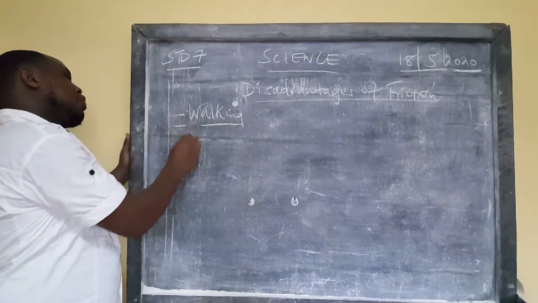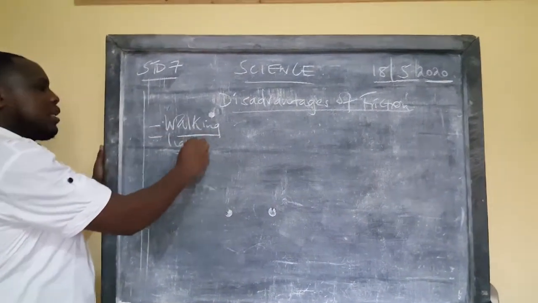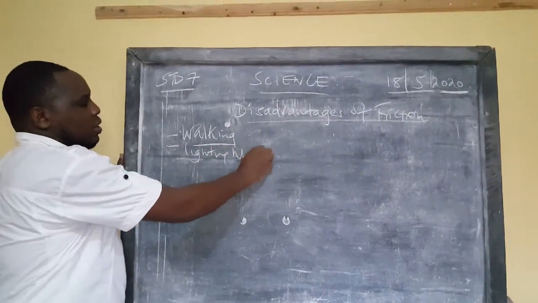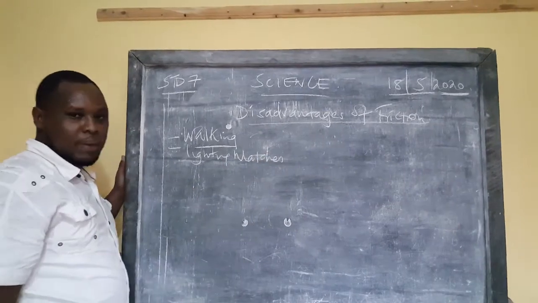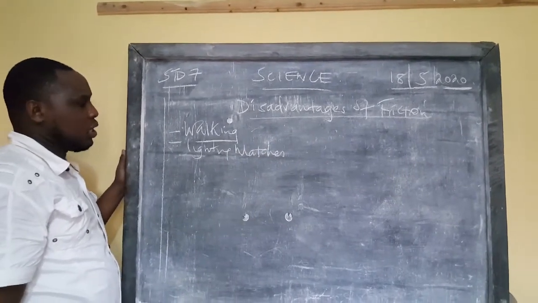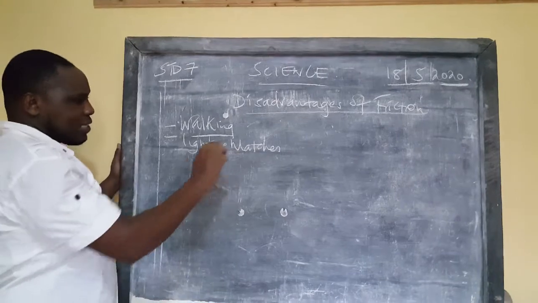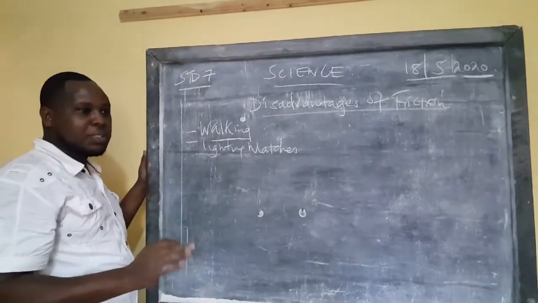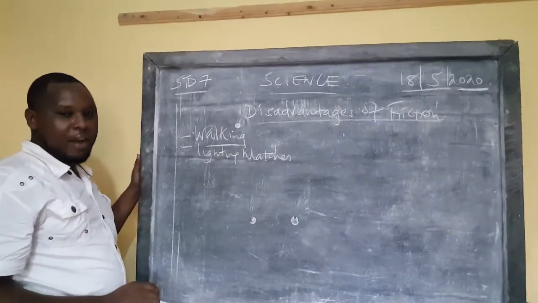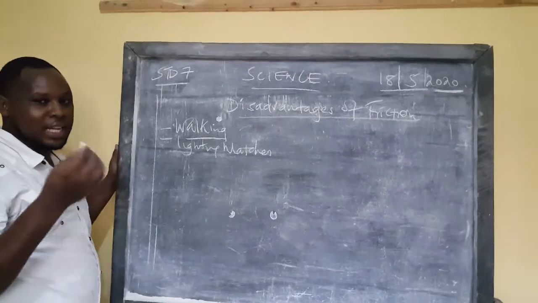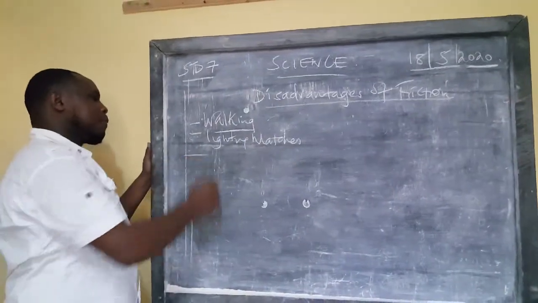We also talked about when lighting matches. When you want to light a matchstick from a matchbox, you need to have that part smeared with some substance. It needs to be very rough for you to be able to light that particular matchstick.